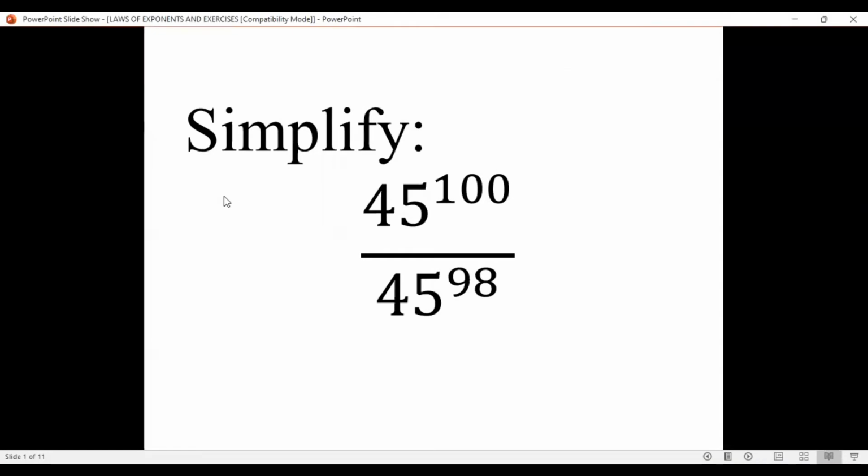Suppose you are given a problem like this. Simplify 45 raised to 100 divided by 45 raised to 98. So you might think that this is complicated. That's why we will be discussing the laws of exponents so we can discover a simpler method on how we could answer this in just a sec.